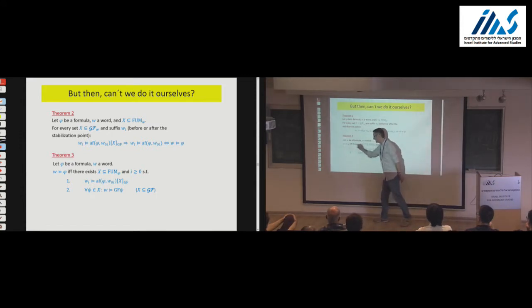The word satisfies a formula if and only if there exists an advice and an i such that the suffix satisfies this formula. This is just telling us that we check ourselves, without resorting to God, that God's advice is actually good. So we guess the X, and we check that the X is good.